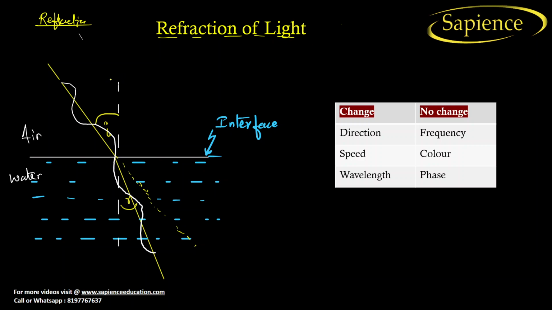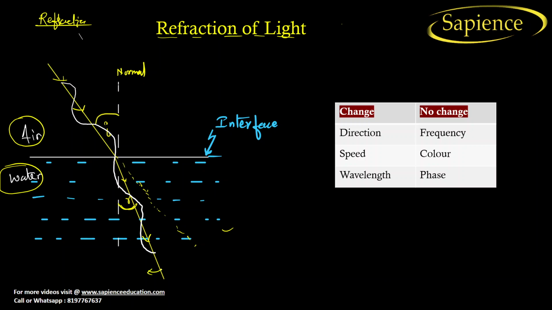When light travels from one medium to another medium, it changes its position, its angle, and the path of the light, and this phenomenon is known as refraction of light. Let us suppose this is your air interface and this is your water medium. When light travels from this medium to this medium, it will bend toward the normal. Let us consider this is your normal. This is the angle of incidence and this is the angle of refraction. So it will bend toward the normal.